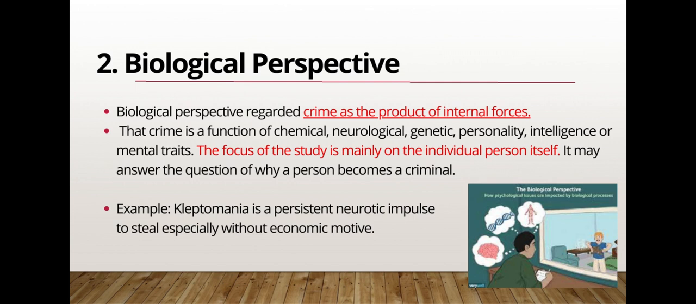For example, yung isang tao, meron siyang kleptomania. It is a persistent neurotic impulse to steal, especially without economic motive. Ibig sabihin, merong problema sa biological perspective niya na maaaring yung pagkakaroon niya ng klepto is namana niya sa mga magulang niya, genetic or heredity. When we say again, kleptomania, ito yung mga taong gustong-gusto na magnakaw pero without motive of stealing.